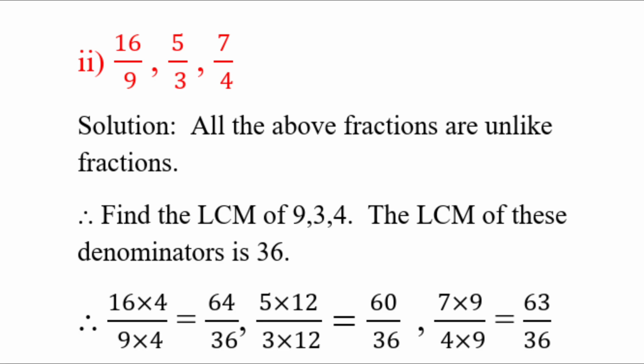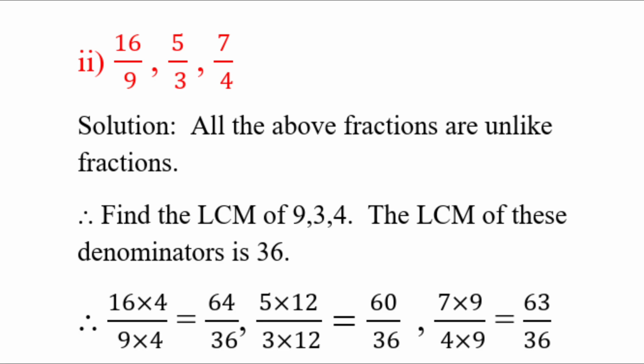Hence, in the first fraction the denominator 9 4s are 36 and the numerator 16 4s are 64. The fraction we have is 64 by 36. In the second fraction, the denominator is 3. 12 3s are 36. Hence the numerator 5 into 12, 12 5s are 60. The number we multiply the denominator with, the same number we have to use for multiplication in the numerator. So for the second fraction we have 60 by 36.